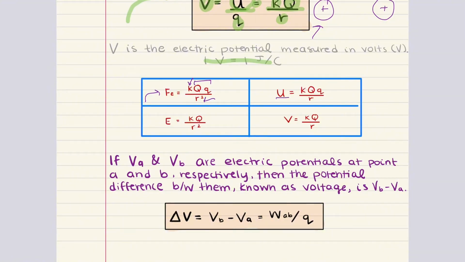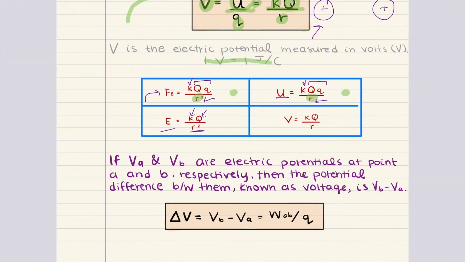It's equal to Coulomb's constant multiplied by the magnitudes of the two charges divided by R. Notice that the difference between electric force and electric potential energy is the denominator, R squared versus R. Then we also talked about the equation for electric field strength. This is equal to Coulomb's constant multiplied by the magnitude of the source charge divided by R squared.